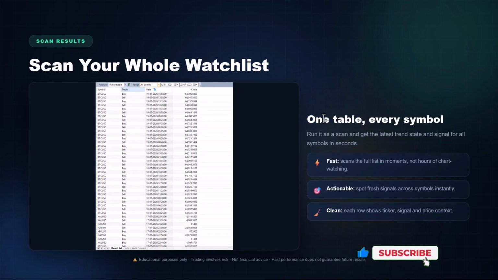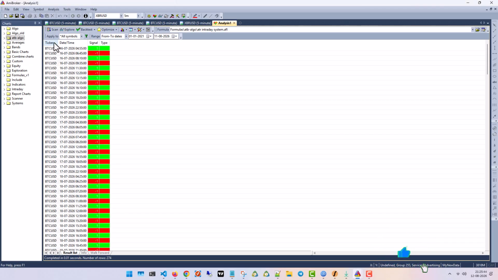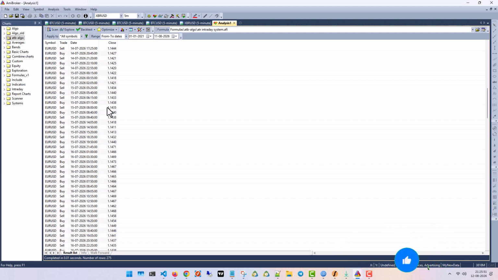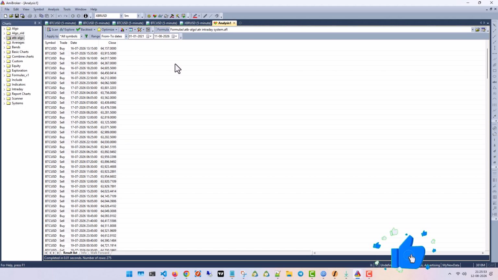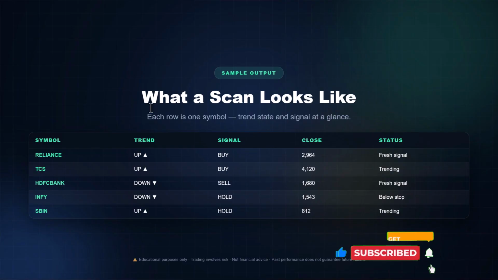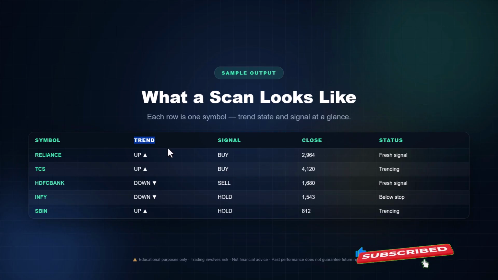Run it across your watch list and you get the latest trend state and signal for every symbol in a single table. That converts hours of chart watching into one quick glance. Here is what a typical scan output looks like. Each row is one symbol, and the columns show the current trend state, the latest signal, the close, and a quick status. Fresh buy signals rise to the top. So you can scan hundreds of names and focus only on the actionable ones.